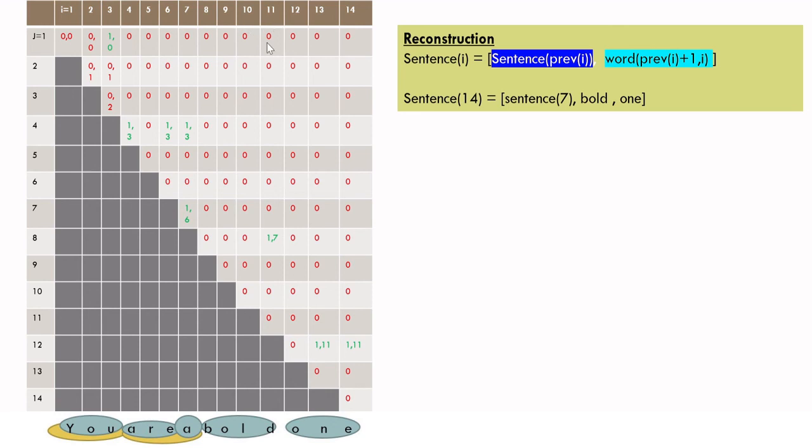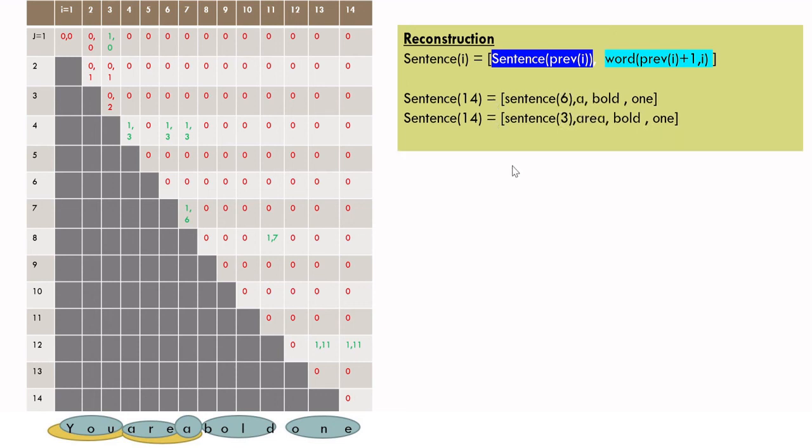Now, when you get to 11, 11 has this 1 comma 7, which means it was true, and the previous started at 7. And the 7 would give you bold. So you write down bold 1, right? Bold 1. So far, so good. But now you still have to decipher what was sentence 7. And sentence 7 has two possibilities.